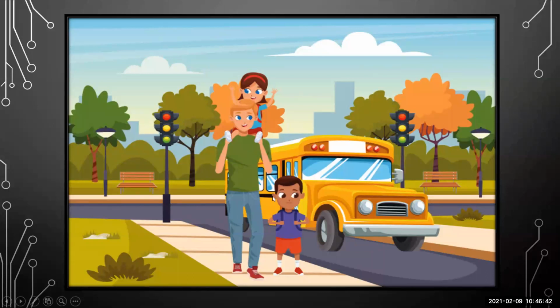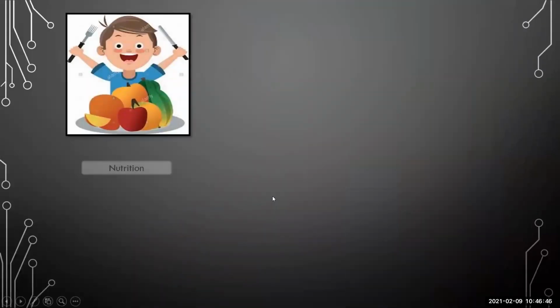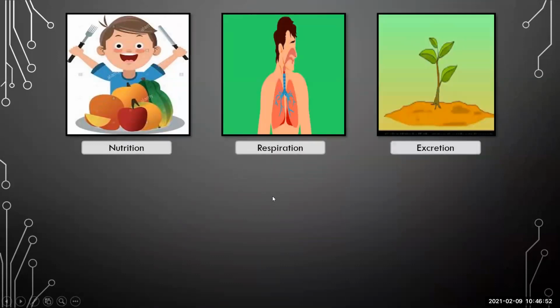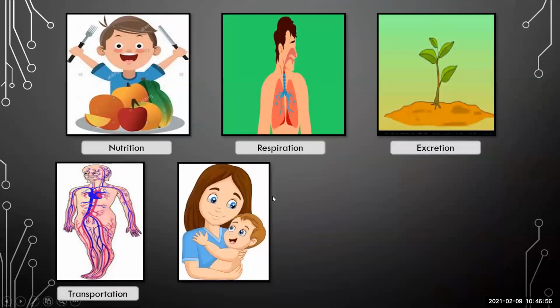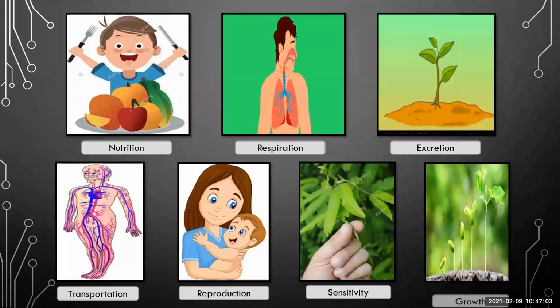So in all living beings, you can see in the picture there is nutrition, respiration, excretion, then transportation, reproduction, sensitivity, and growth. So these are some of the processes which you can see only in the living organisms, which we cannot observe in the non-living things.